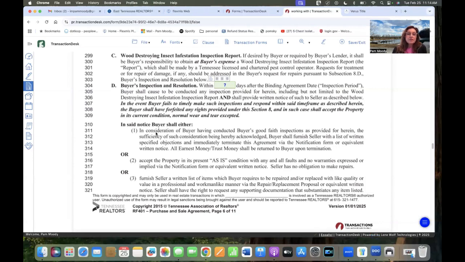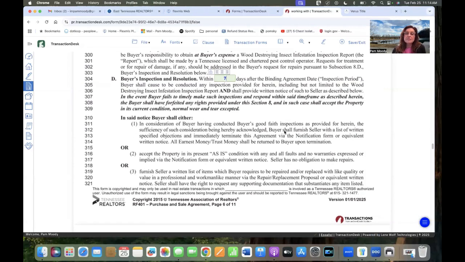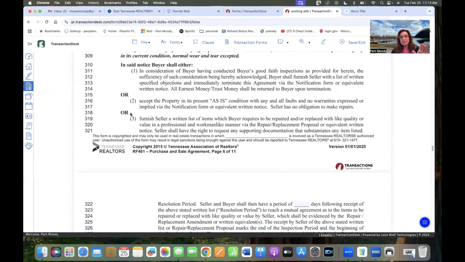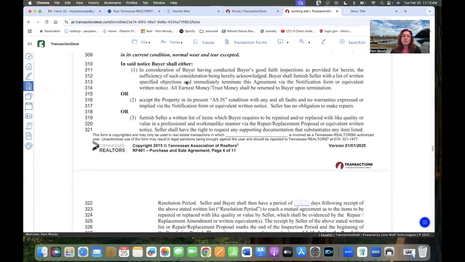In said notice, buyer shall either, in consideration of buyer having conducted the good faith inspections as provided, the sufficiency of such consideration being hereby acknowledged, furnish seller with a list of written specified objections. So we've inspected it, we found some problems. We need to be specific about what the problems are. We can accept it as is. We can furnish the seller a written list of items which buyer requires to be repaired or replaced. Okay, so let's go back. The first one has to do with, we found so many things. These are some of the things we just don't want to move forward.